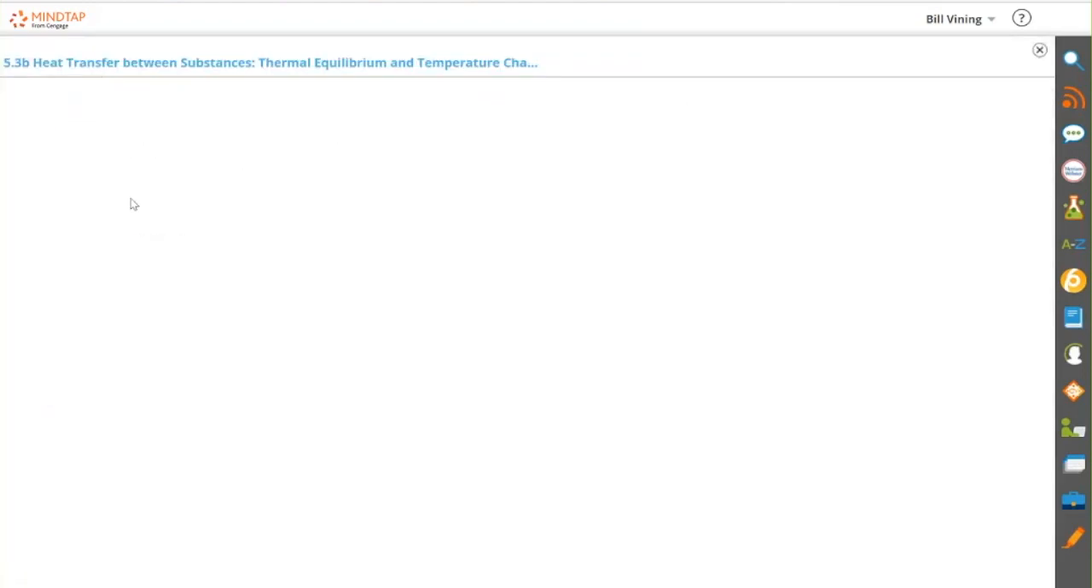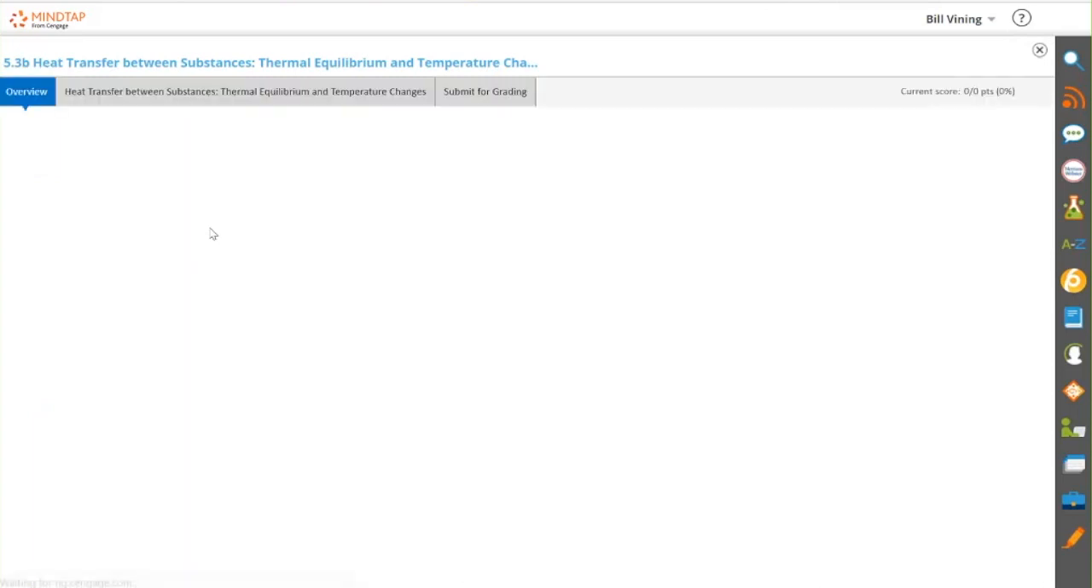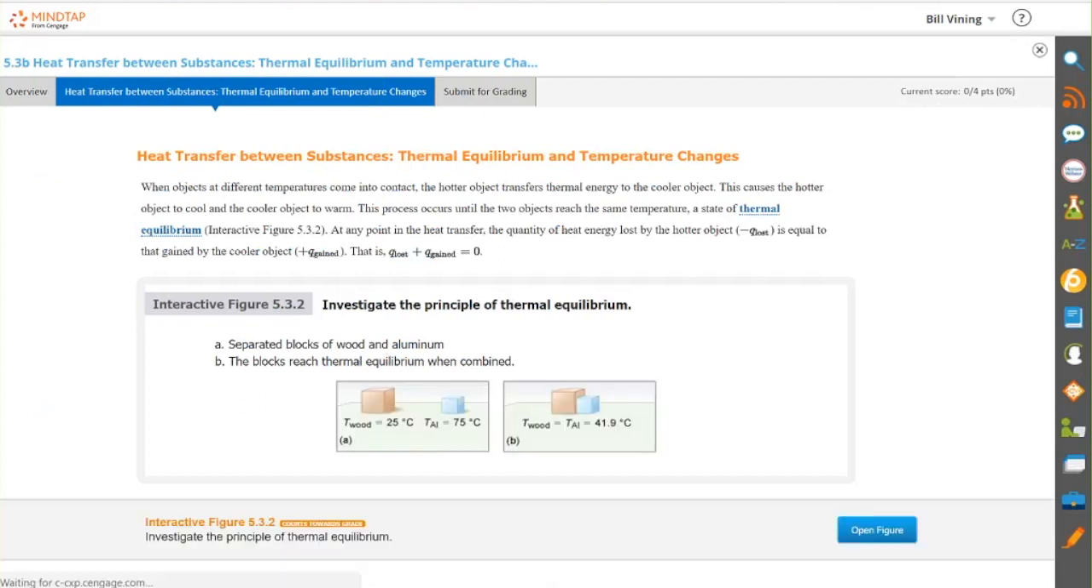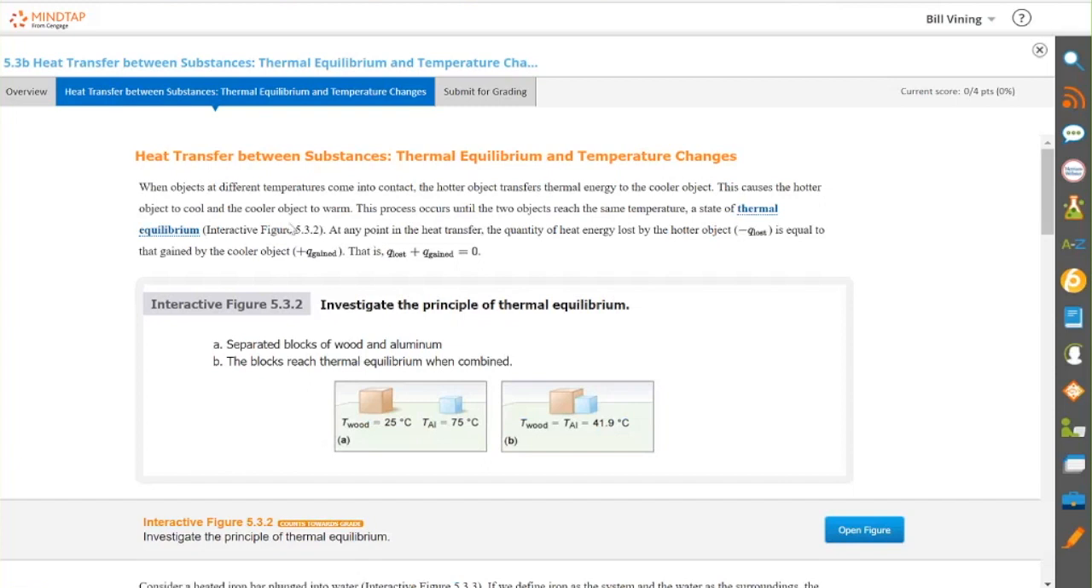In 5.3b, what we have is some text along with some interactive information, interactive conceptual exercises, and homework problems. So we're going to start that activity. It starts out with some information, some description of what we're talking about, which is heat transfer, thermal energy transfer, and a definition of thermal equilibrium, which you can pop up.